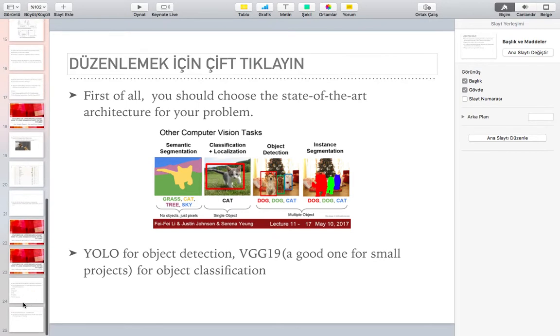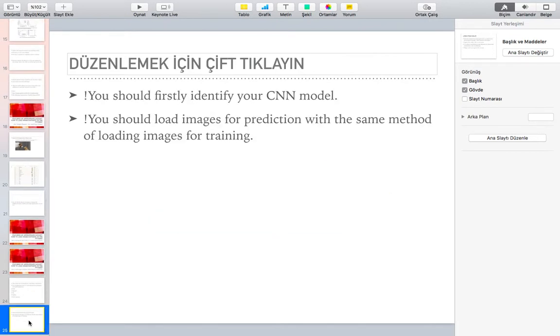So now you have two warnings set here. First of all, we should firstly identify our convolutional network model for our problem, and we should load images for prediction with the same method of loading the images for training. We will then talk about it.